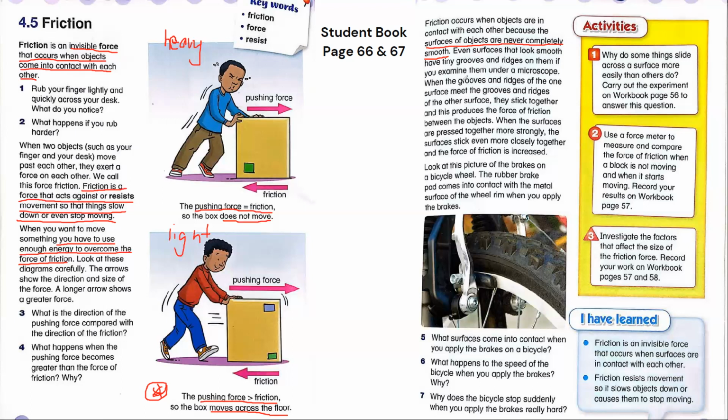When the grooves and ridges of one surface meet the grooves and ridges of the other surface, they stick together and this produces the force of friction between objects. Maybe you don't understand what these ridges and grooves are. It's fine. Let me show you a quick one.